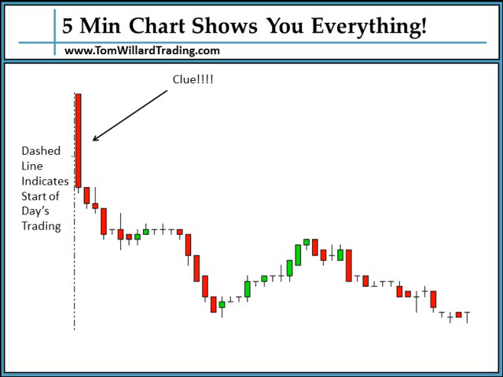So continuing on to the 5-minute chart. This 5-minute chart shows you everything you need to know. The 5-minute chart's a nice chart to trade from on a daily intraday basis. And you can see the very first 5-minute bar when the market opened here, the dashed line, it was a giant red candle. That indicates weakness.